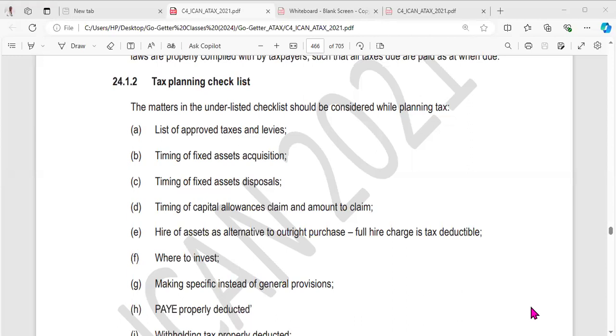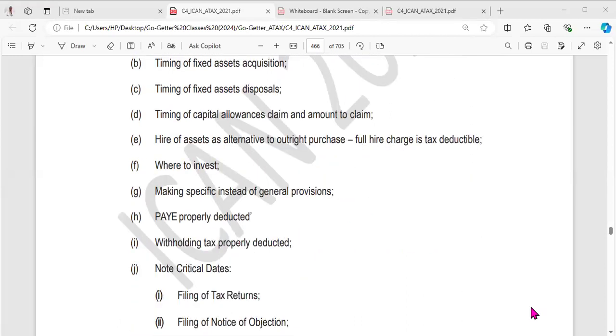PAYE properly deducted. When your PAYE is properly deducted, okay, and you have remitted the PAYE, it is tax allowable for the company. Withholding tax properly deducted, it is allowable. So you are seeing now that these are the things that you normally do in tax planning.